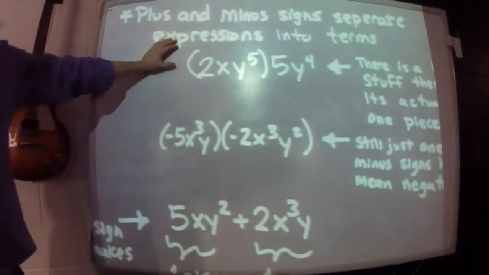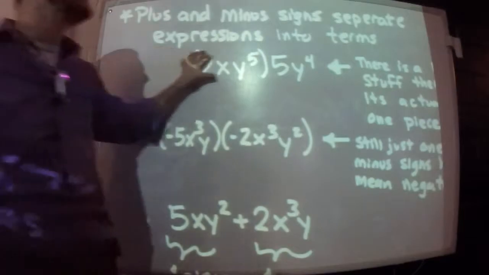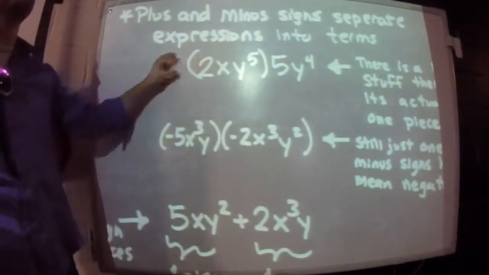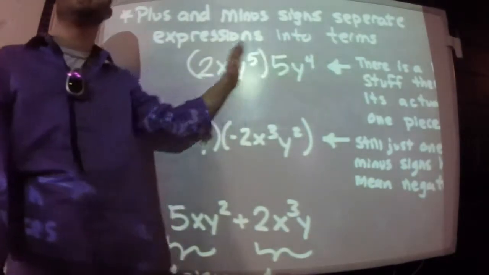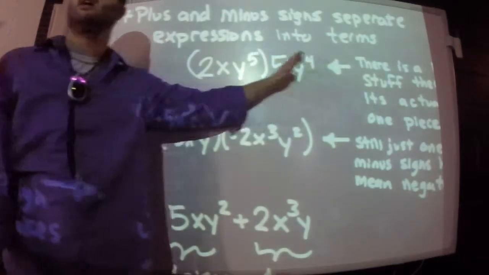Sometimes you see the minus sign, but we're still thinking of it as negative, not subtract. So when you see this, there's a whole bunch of algebra business in this, but there's no plus sign. So this is one piece.